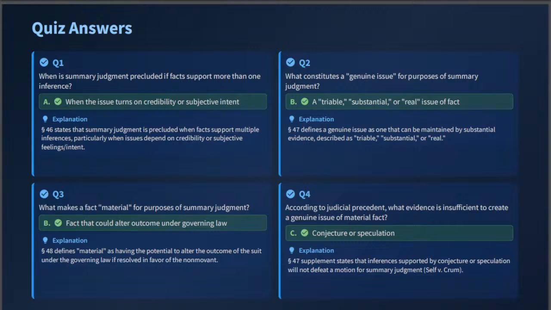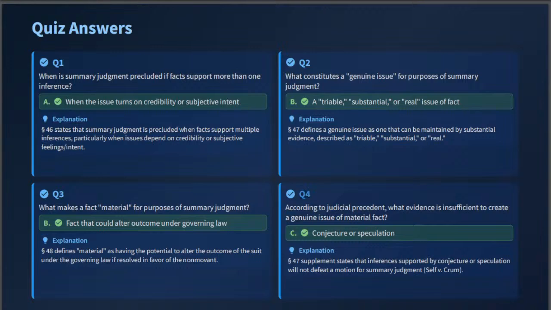What makes a fact material for purposes of summary judgment? And of course the answer was B, a fact that could alter the outcome under governing law. Very succinct, that's exactly what makes it material. It affects or could alter the outcome, and of course only under governing law. And Section 48 defines material as having the potential to alter the outcome of the suit under the governing law if resolved in favor of the non-movant.